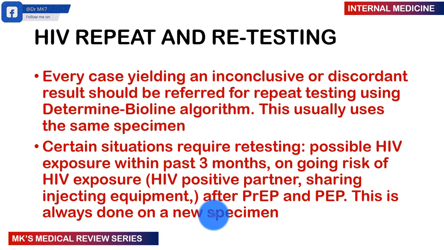Now, there is something that's known as a repeat test and retesting. Any case that's going to be yielding an inconclusive or discordant result, you should repeat the test. So you should use your Determine and your Bioline algorithm, the one that I showed you much earlier on. You repeat the test, and this usually uses the same specimen. Then, in certain situations where there is possible HIV exposure within the past 3 months, or there's ongoing exposure, like for example an HIV positive partner, sharing of injection equipment, or even after PrEP or PEP, then we want to retest this patient, get a new sample and retest.